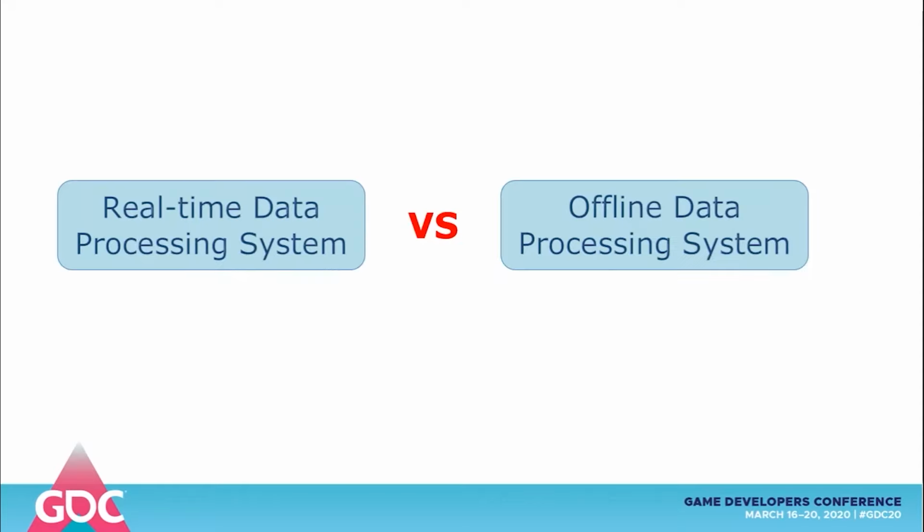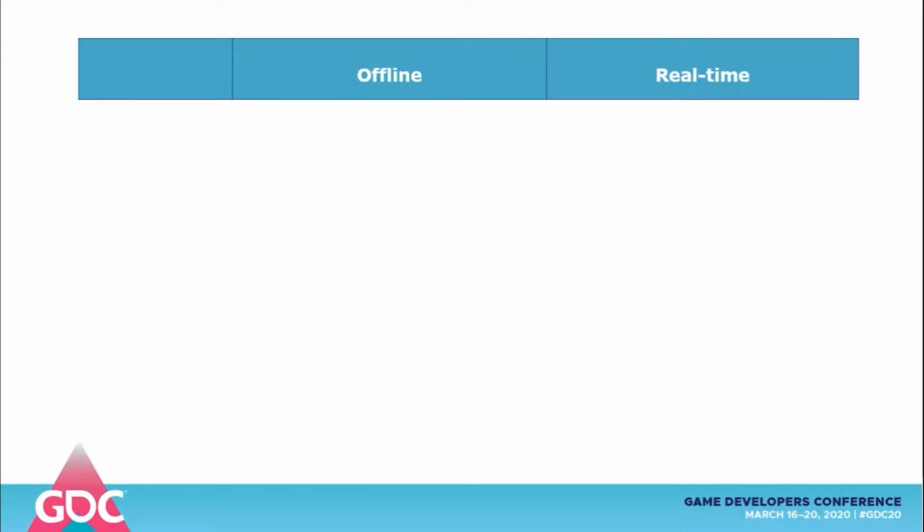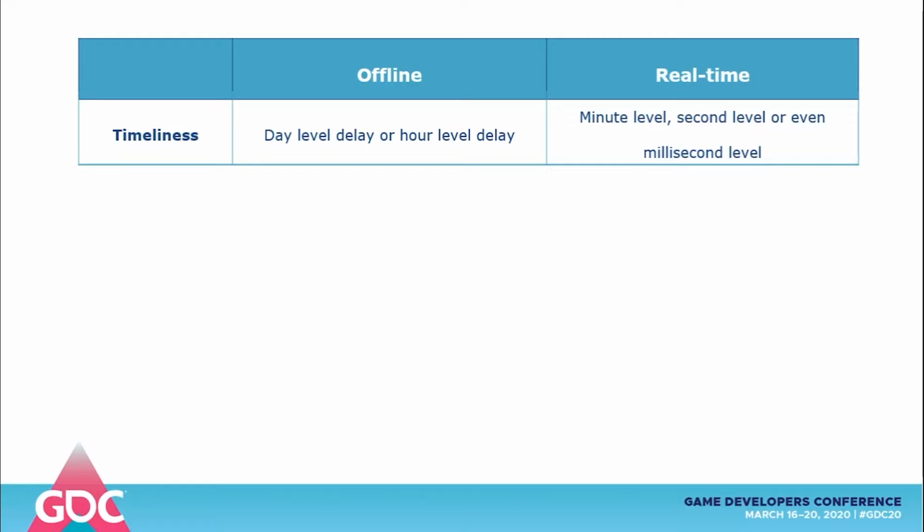Corresponding to the real-time data processing system is the offline data processing system. So you may ask, what is the difference between these 2 systems? A main difference is timeliness. Offline data processing system is not immediate and usually causes delay of hours or a day, as we often call it T+1, while real-time processing system reduces the delay to minute level, second level, or even millisecond level.